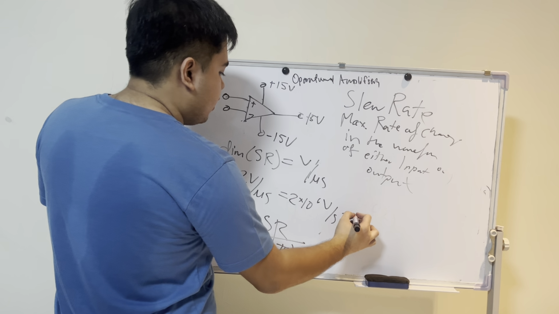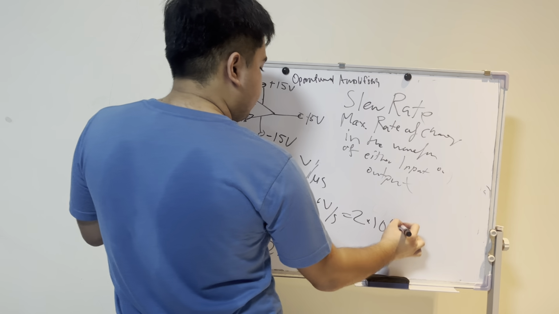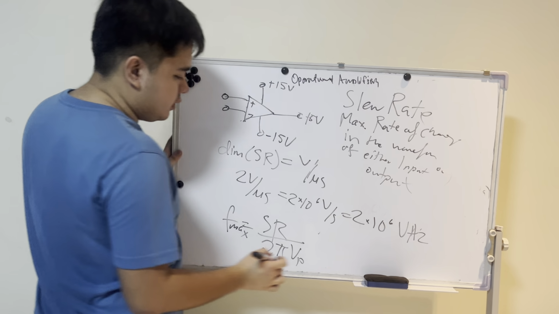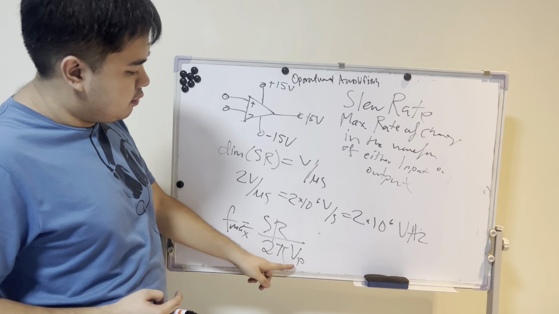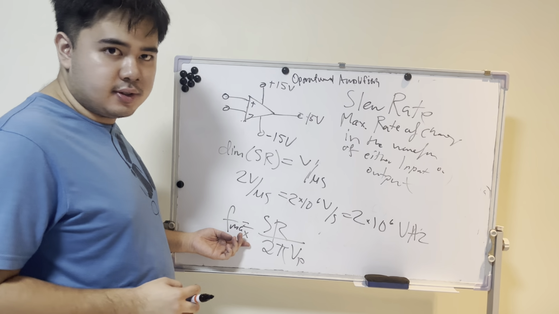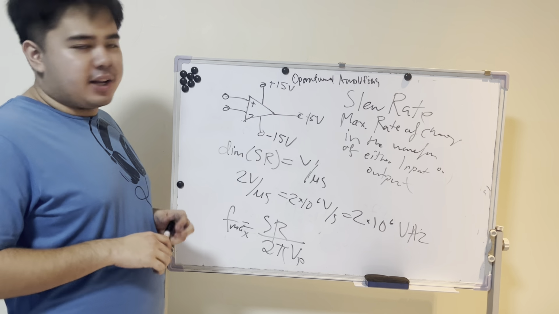Or 2 times 10 to the 6 volt hertz. And that usually works here because we have volt hertz here, volts here, so we divide the volts, we get the hertz. So yeah, that is the magical world of operational amplifiers.